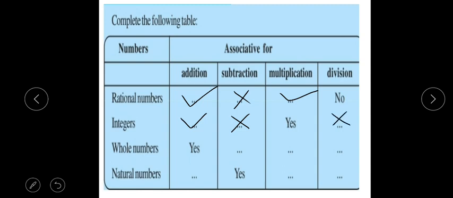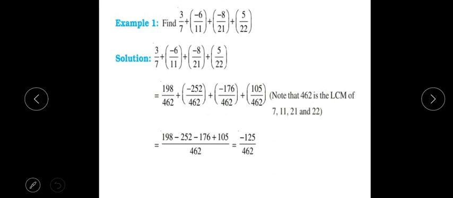Whole numbers: for addition, yes, they are. For subtraction, they are not. For multiplication, yes. For division, no. For natural numbers: for addition, yes. For multiplication, yes, and for division, no. So this is the summary of all these properties which we have studied. Now let's do some examples to understand these properties. Here you can see that we have to add all these numbers.